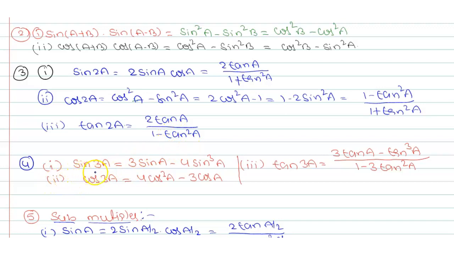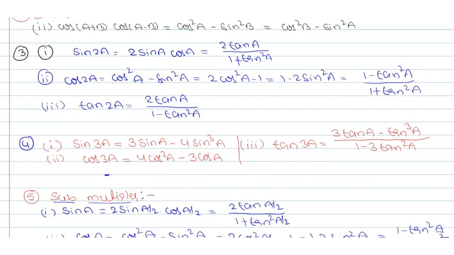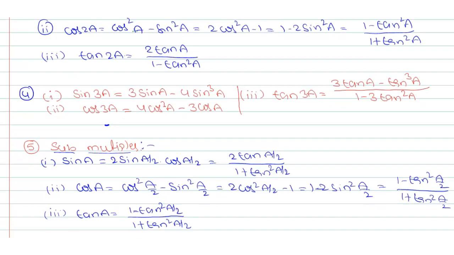And next, sin 3A formula: 3 sin A minus 4 sin cube A. And cos 3A formula is 4 cos cube A minus 3 cos A. And tan 3A formula: 3 tan A minus tan cube A by 1 minus 3 tan square A. Here we are taking submultiple formulas.